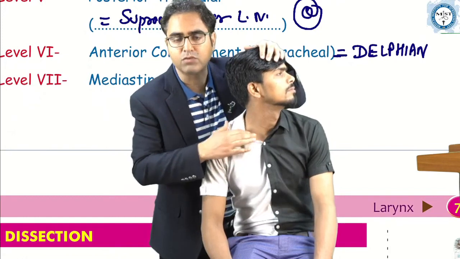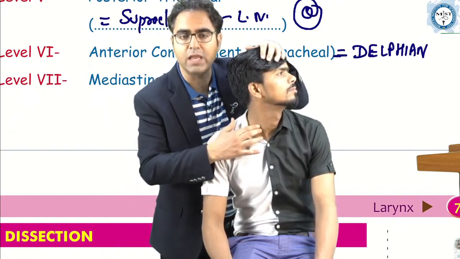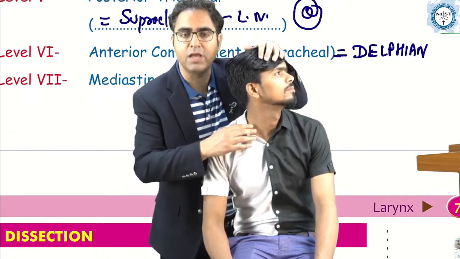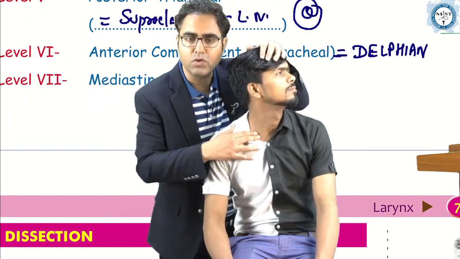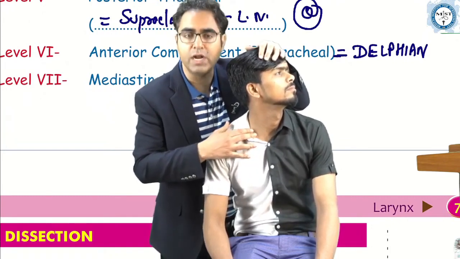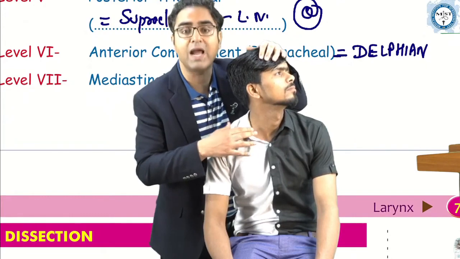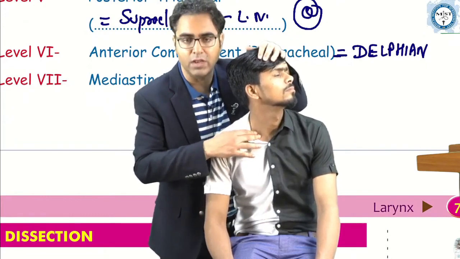And this triangle is called the posterior triangle. If you touch your posterior triangle, this is above the clavicle. Now this is called level 5 or posterior triangle lymph node, or supraclavicular, because this is right above the clavicle.